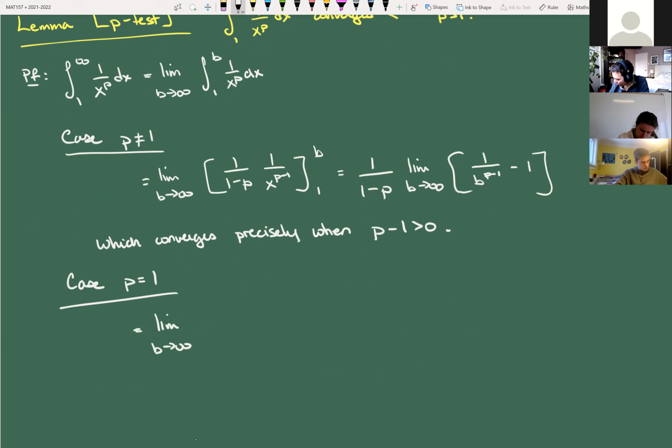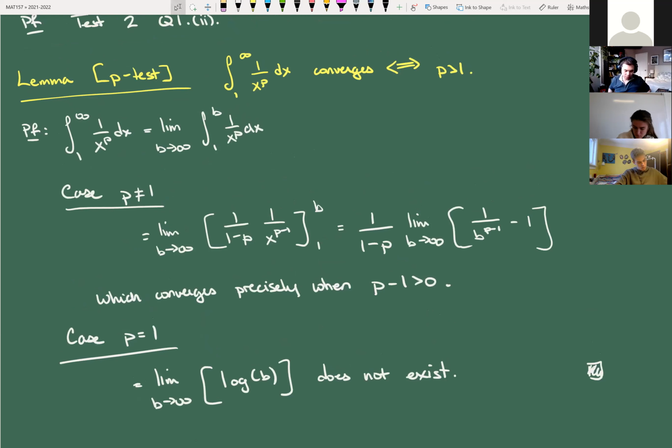Right, so this is now just 1 over x, and if you'll let me kind of skip the actual computation, we're going to get log of b, and that does not exist. Right, and so we're done. The only values of p which will guarantee some sort of convergence here occur when p is strictly greater than 1, and we're done. Right, so it's a computational proof. It's not even really a proof. You just grind out the computations.